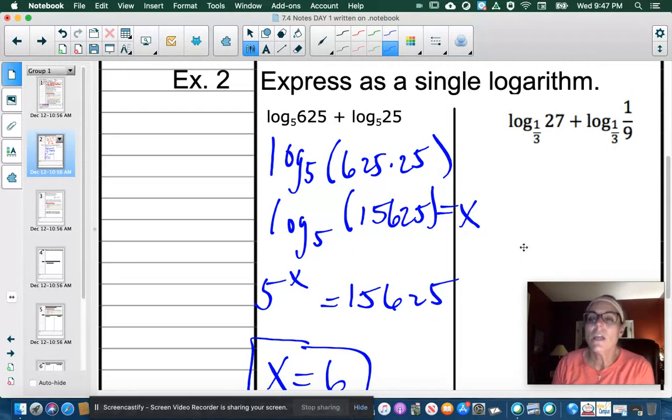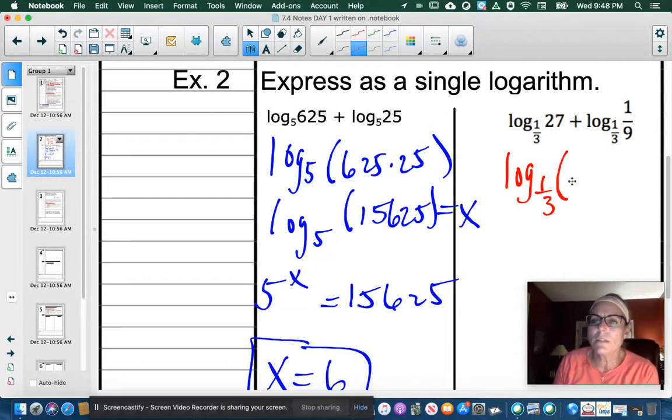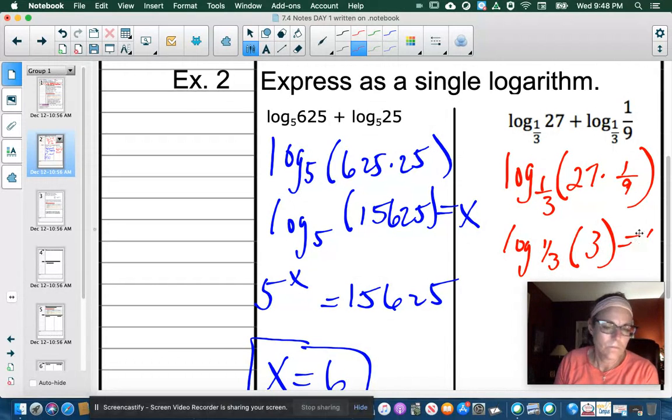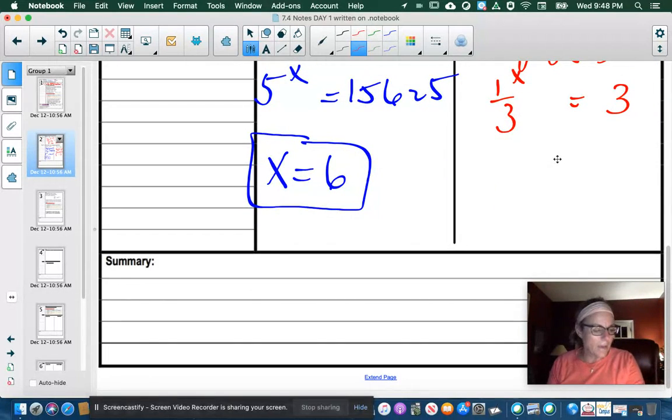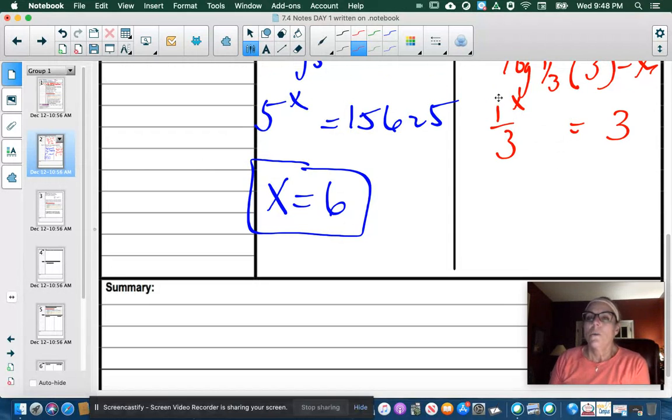All right, the next one. Express as a single log. You have a log plus a log. We can change that to the log with the base of 1/3 and the product, 27 times 1 over 9. Set equal to x. Change to exponential. 1/3 to the x equals 3. Remember what we said when we have 1 over something, that means our exponent has to be negative. So in this case, x is -1.